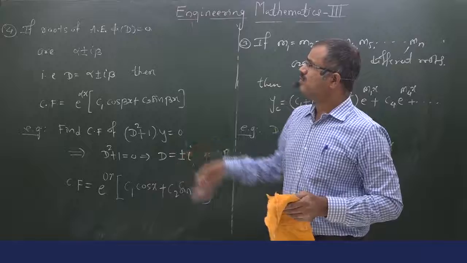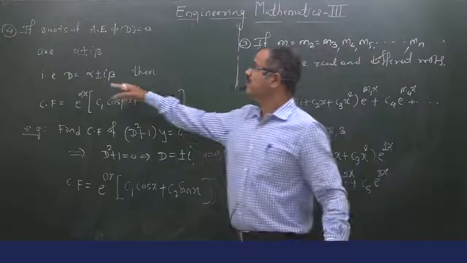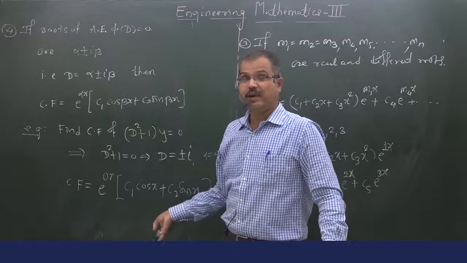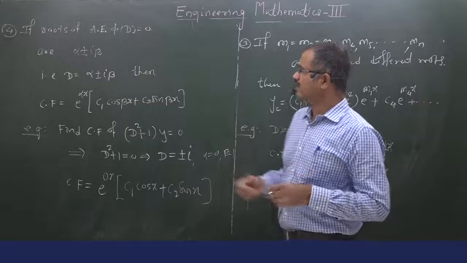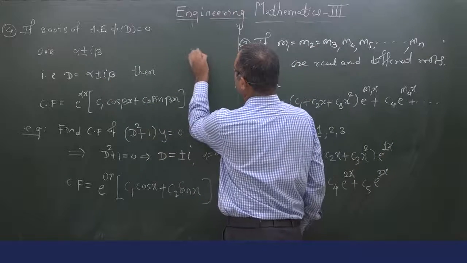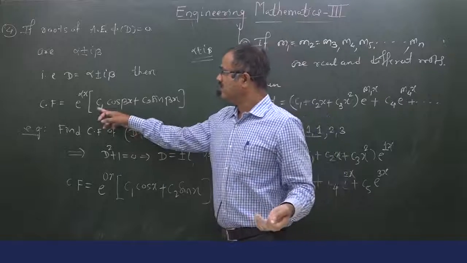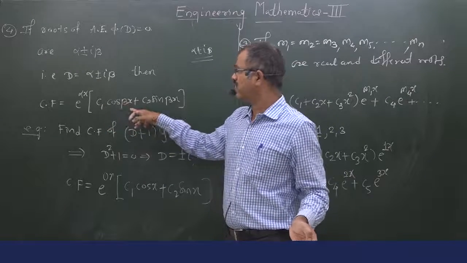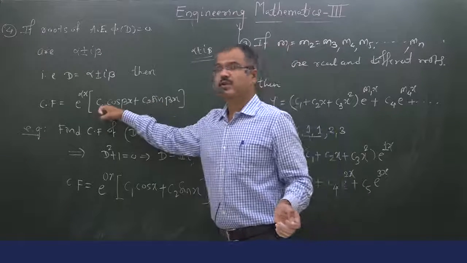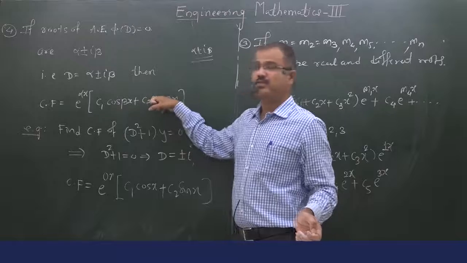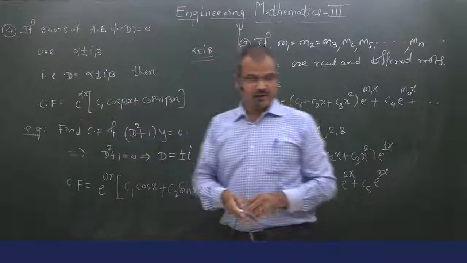Similarly, the next case is: if the roots are complex and repeated, that is, D is equal to alpha plus minus i beta repeated 2 times, which means there are 4 roots. Then its solution will be: the only change is c1 plus c2x cos beta x plus c3 plus c4x sin beta x, and so on, into e to the power alpha x.